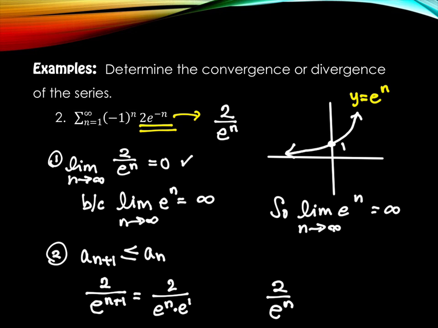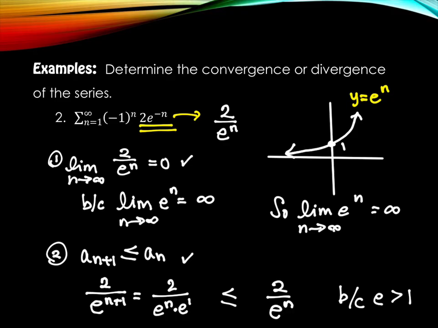It's because this number e is bigger than 1 that actually makes that denominator bigger. So the denominator is larger on the left than it is on the right, which means the fraction would be smaller on the left than it is on the right. So this is less than or equal to this. And the reason really is because e is greater than 1. I've multiplied by something in the denominator that's greater than 1. It makes the whole fraction smaller. Okay, condition 1 met. Condition 2 met. What does that tell me? It converges.